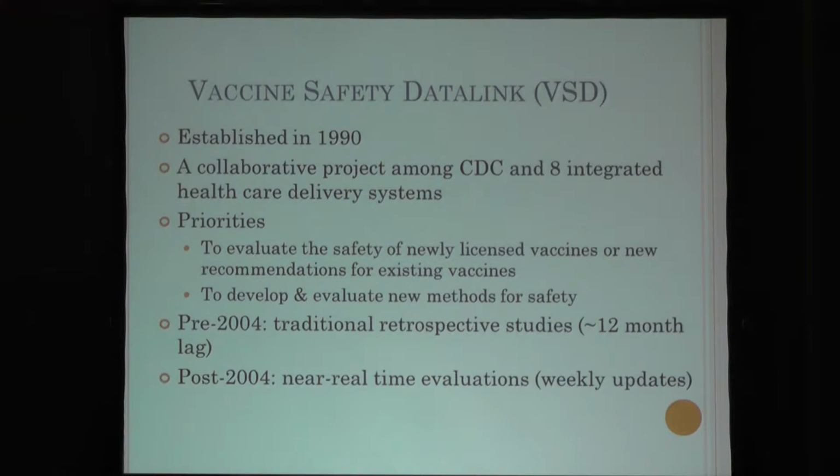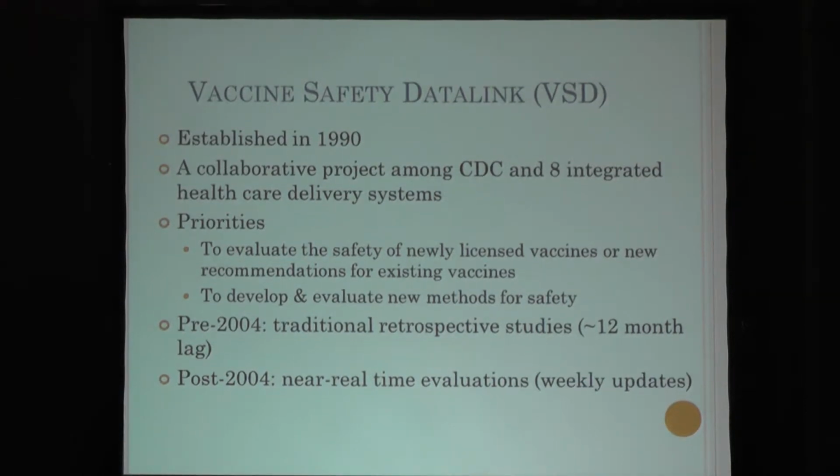Vaccine Safety Datalink is a pioneer for using electronic health databases to evaluate vaccine safety. It was established in 1990. It is a collaboration project among CDC and 8 integrated healthcare delivery systems. There are two priorities for VSD. The first is to evaluate the safety of newly approved vaccines or new recommendations for existing vaccines. Second is to develop and evaluate new methods for safety.